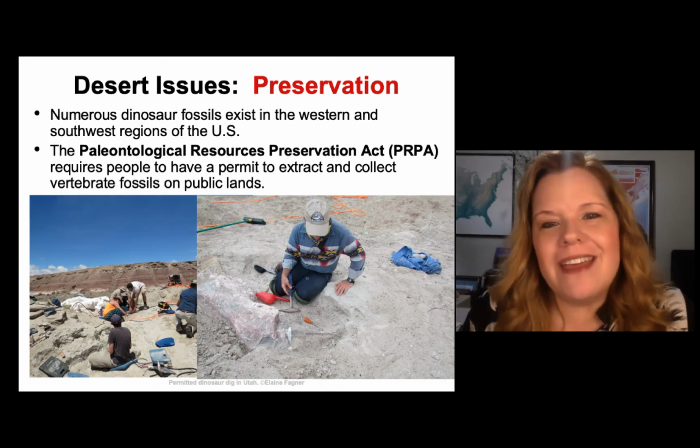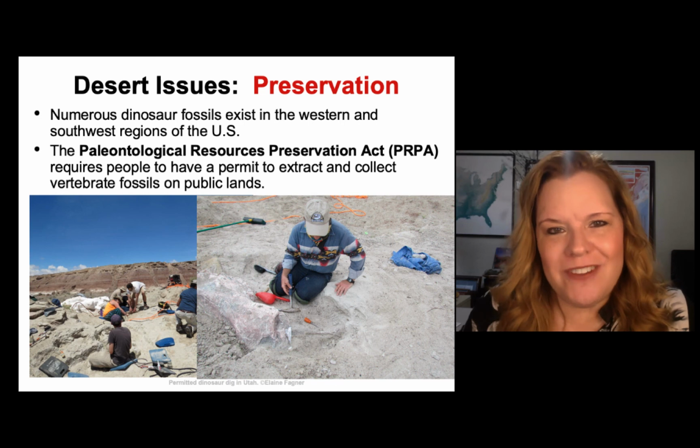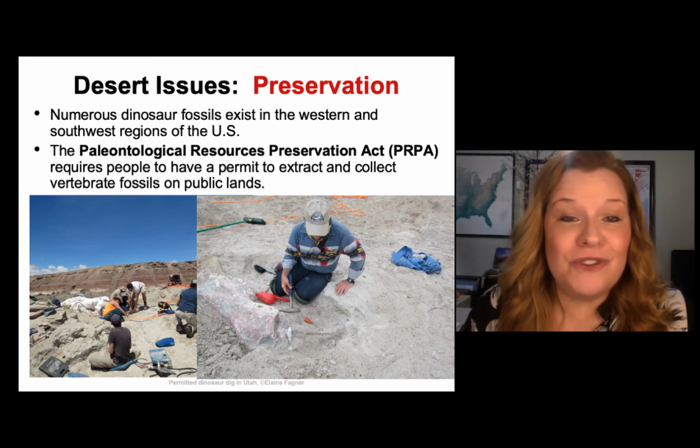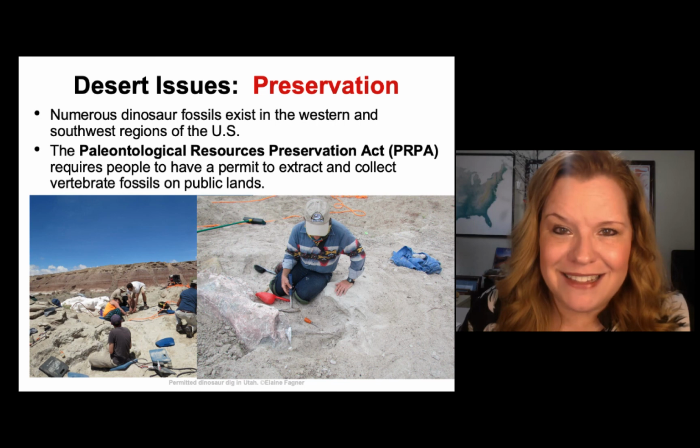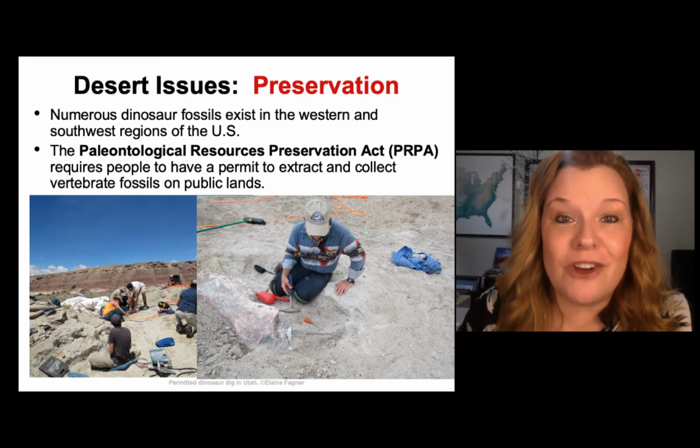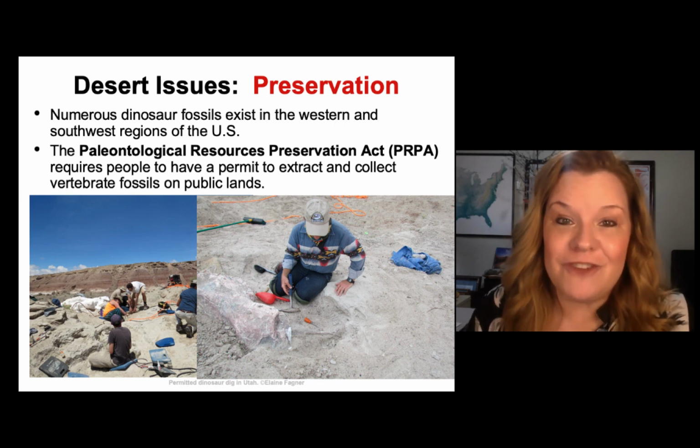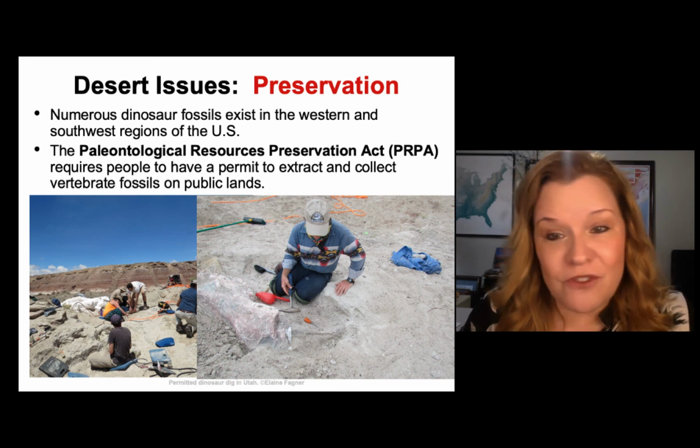I'd also say make sure you preserve the land in the desert. There are so many vertebrate fossils of dinosaurs in the desert, and I am going to encourage you to not pick them up on public lands. I'm going to tell you it's a crime, and you know that by now. You've taken this course on PRPA, the Paleontological Resources Preservation Act.